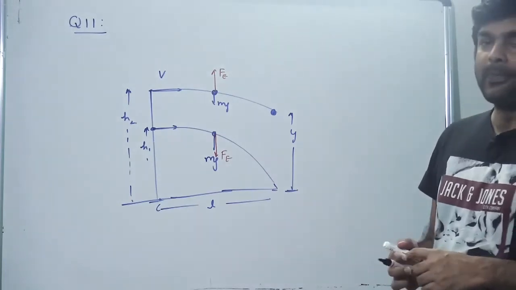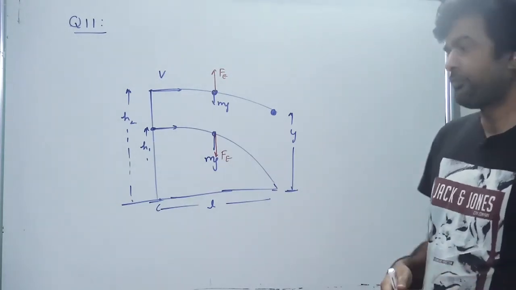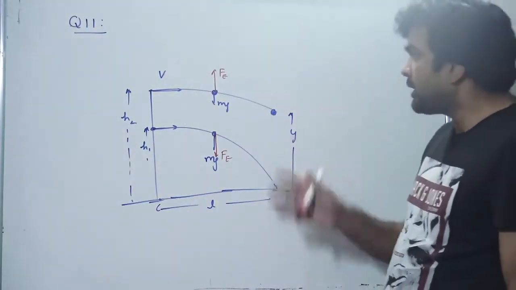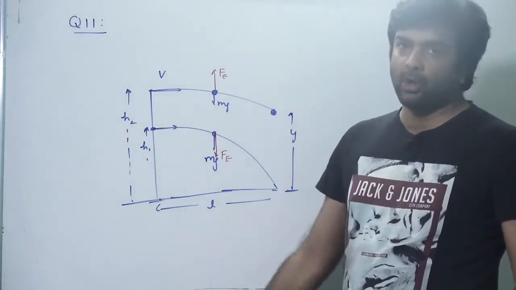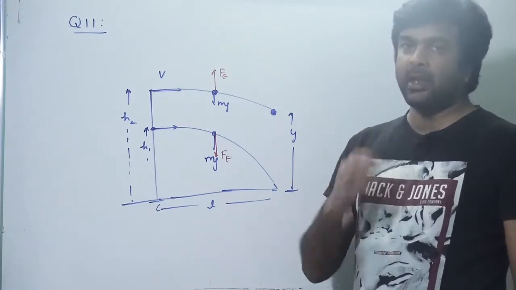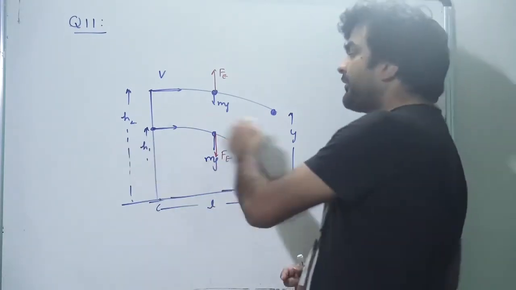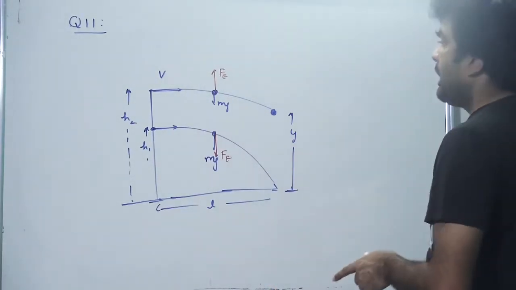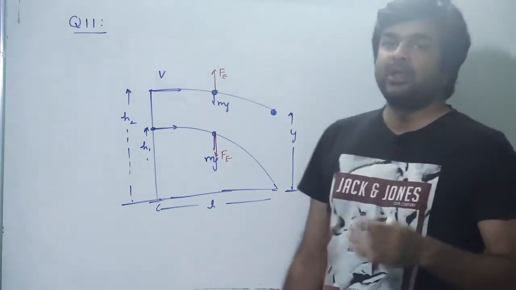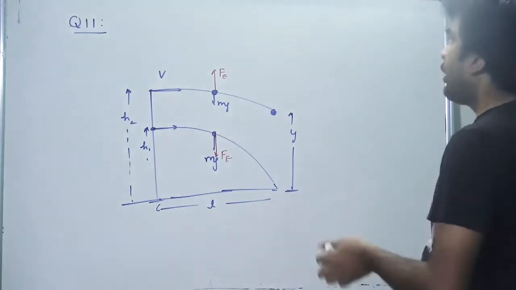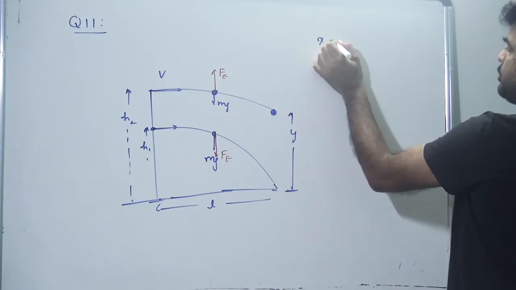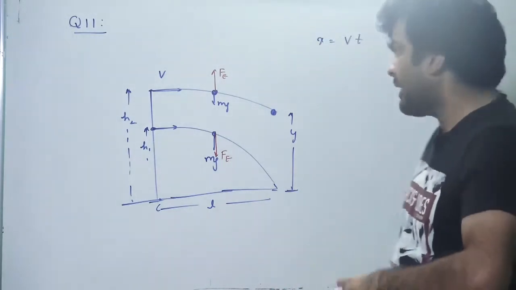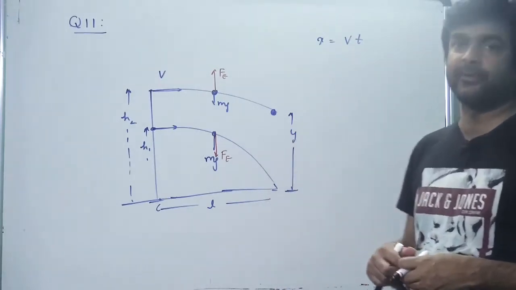Now, when it comes to the horizontal displacement, in horizontal direction there is no force at all. We have to neglect the air drag. In horizontal direction there is no force. So in horizontal direction the velocity component will never change. We'll always have x is equal to v into t, where t is the time in which any of the particle will move by distance x.